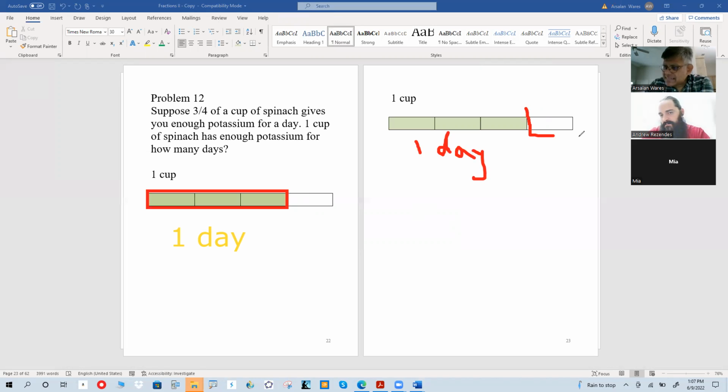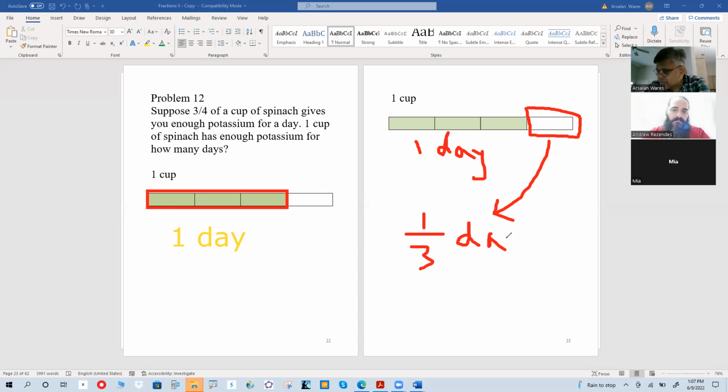Okay, this cup still has spinach in it, and it will give me enough potassium. And you have to be careful, not for a quarter of a day, but 1/3 of a day. Okay, 3 cells give me enough potassium for 1 day, so one cell will give me enough potassium for a third of a day. So my final answer is, and I'm going to write it very nicely here. And it's a hard problem.